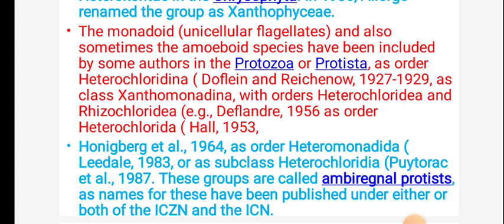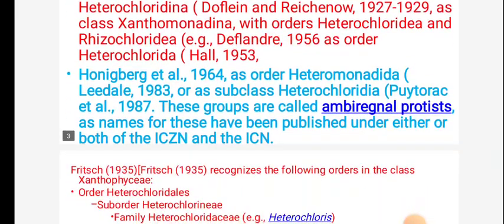Again, the Heterochloridina according to Doflein and Reichenow in 1927 to 29 as class Xanthomonadina with order Heterochloridia and Rhizochloridia. So it is given by different scientists. There are many views, therefore I am explaining all these changes here. According to Holmberg in 1964, the Heteromonadalia, or Loeblich in 1983, the subclass Heterochloridia. So we just have to know about all these characteristics.